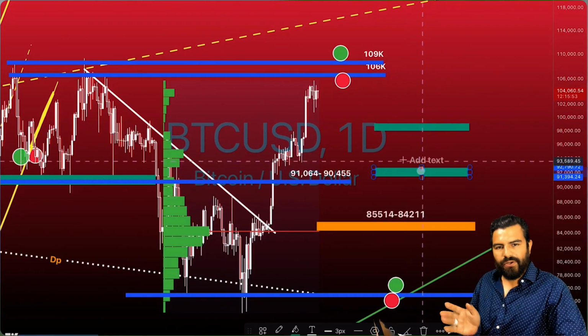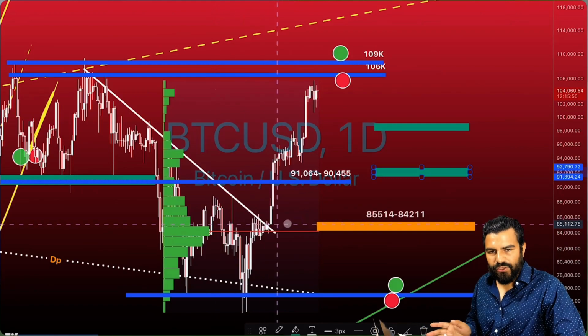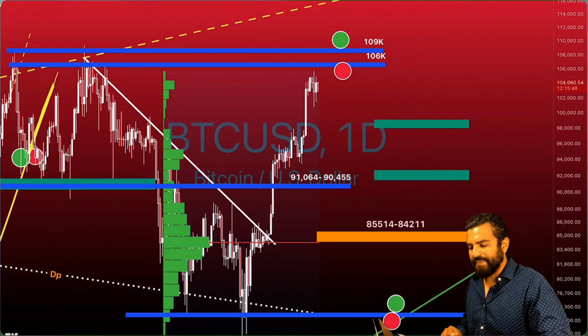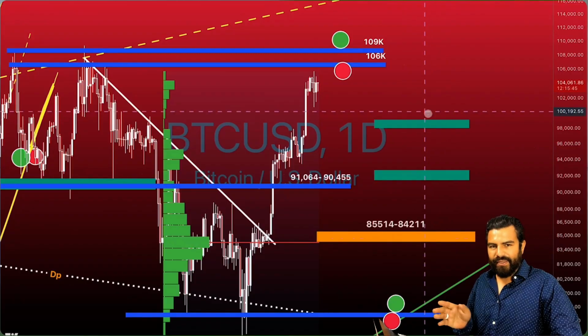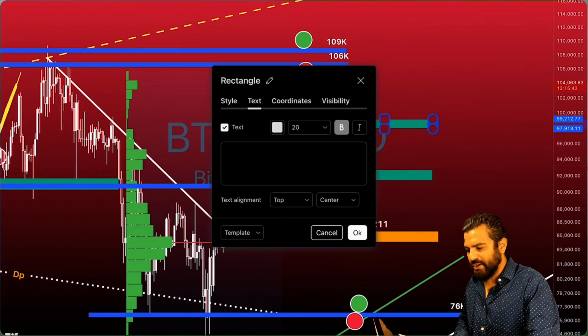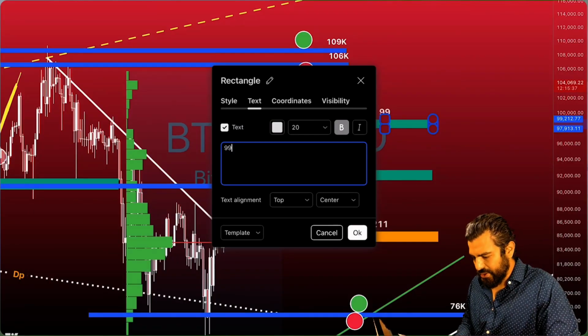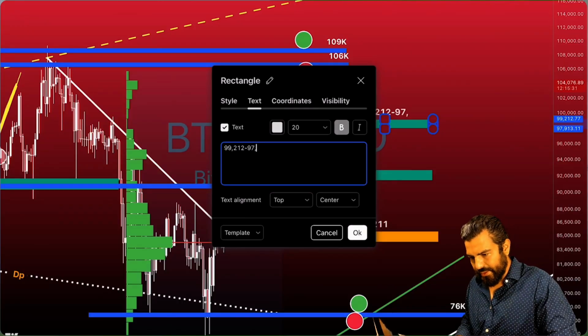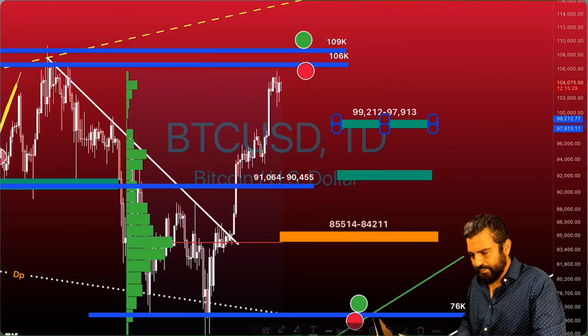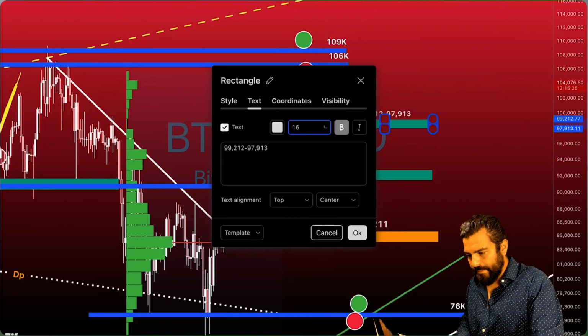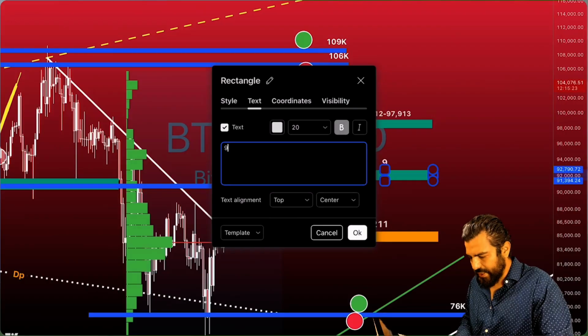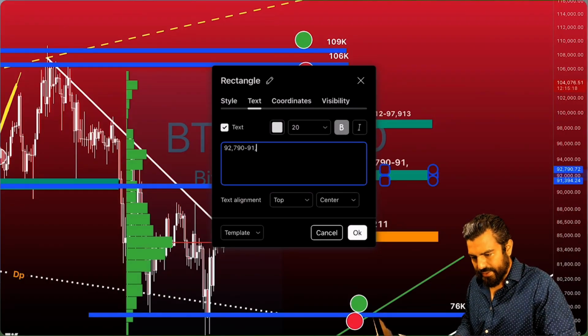So right now, these are our only mid targets, and then here we got the bulk of the trading going on in this area. So I'm going to probably be looking at sword cut. I'm going to be looking at the 2 targets that we have, and that's all I'm really going to focus on. We'll use these targets as little stepping stones. 99,212 to $97,913 for the first target. For the second target, 92,790 to 91,394.